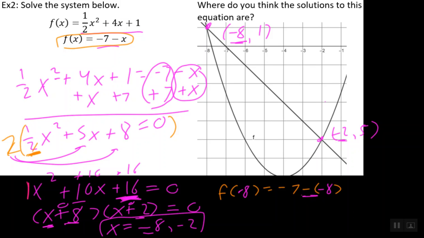Okay, we know that two negatives here make a positive, and we could say, you know what, f of negative 8 is equal to negative 7 plus 8, which is 1, or our point is negative 8 comma 1. And let's see, does that match up? Yes, that checks out. Okay, let's go ahead and check out our second one.